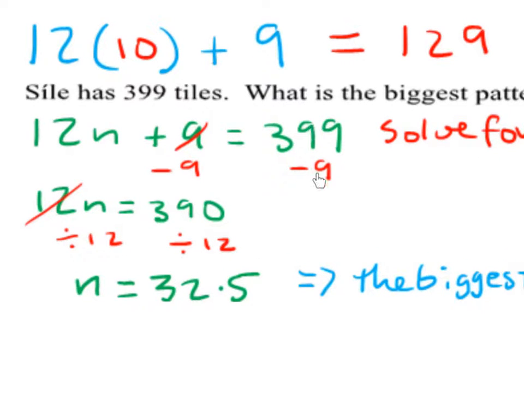So we have 399, take away 9 is 390. So we have 12n equals 390. We want to get the n on its own, so we divide by what's stuck in front of the n. So we divide by 12 and divide by 12. So we have n equals 390 divided by 12, which is 32.5.